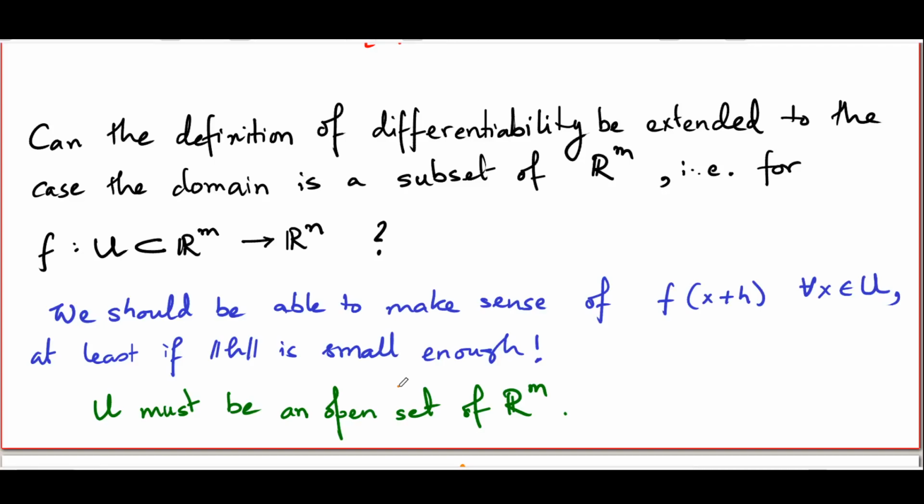So in order that the definition of differentiability as we have written down makes sense for the case where the domain is a subset of Rm, what we need is this subset U must be an open set of Rm. This is going to be critically important in the definition of the manifold, something which we are going to study next.